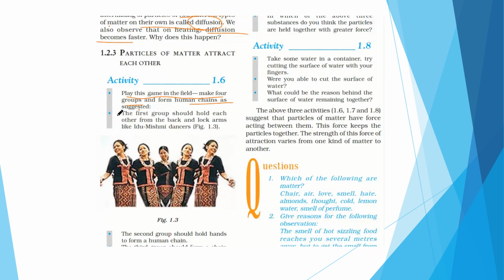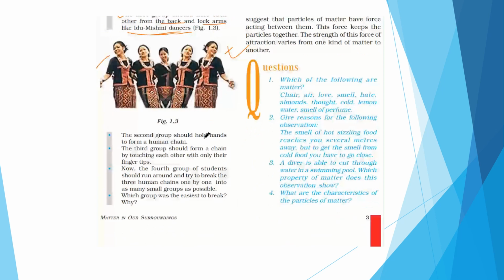The first group should hold each other from the back, as shown here. They should hold each other from the back and lock arms like the Idu Mishmi dancers. The second group should hold hands and form a human chain. The third group should form a chain by touching each other at the fingertips only. The fourth group of students should run around and try to break the 3 human chains. Suppose you have made 4 groups of 5 each.